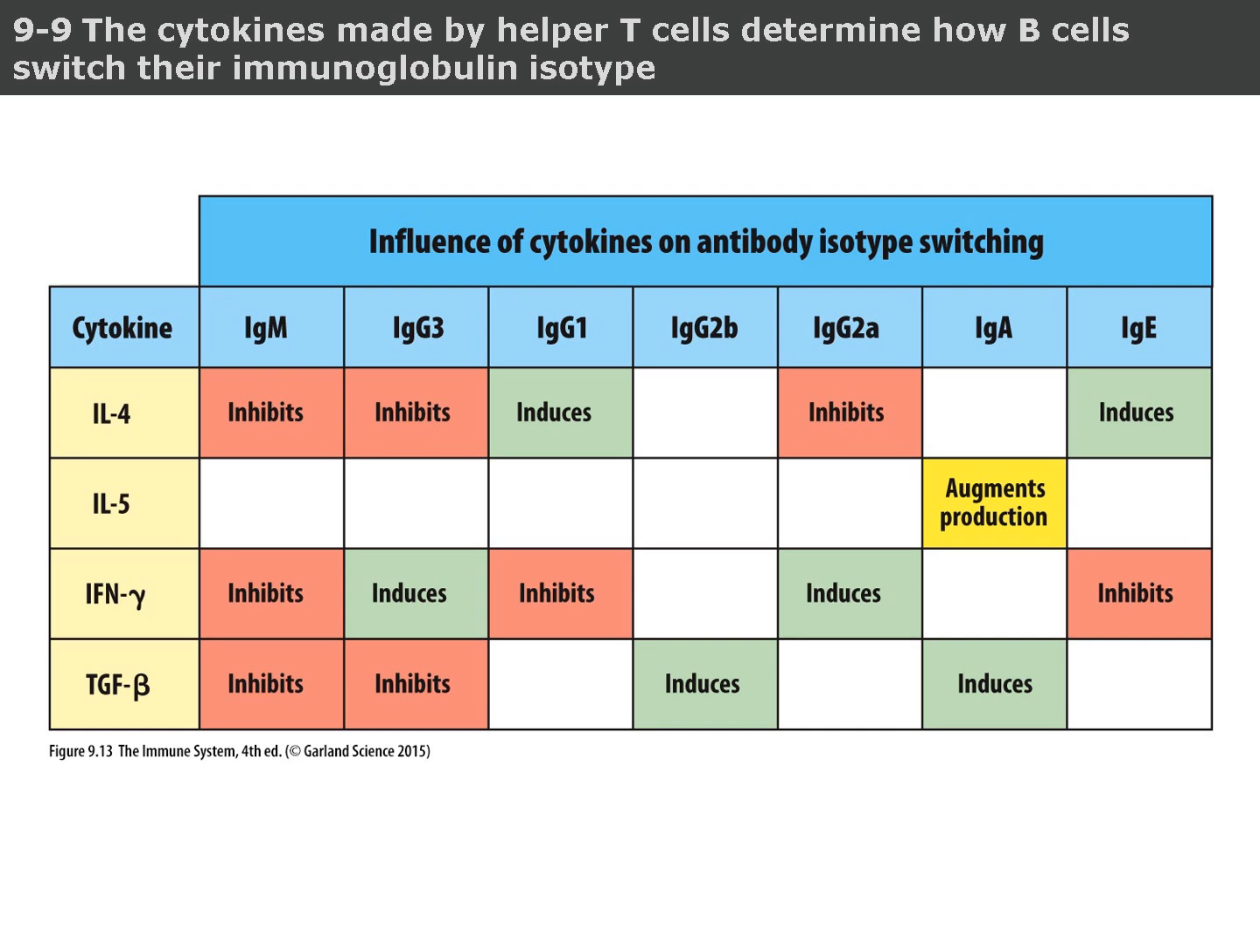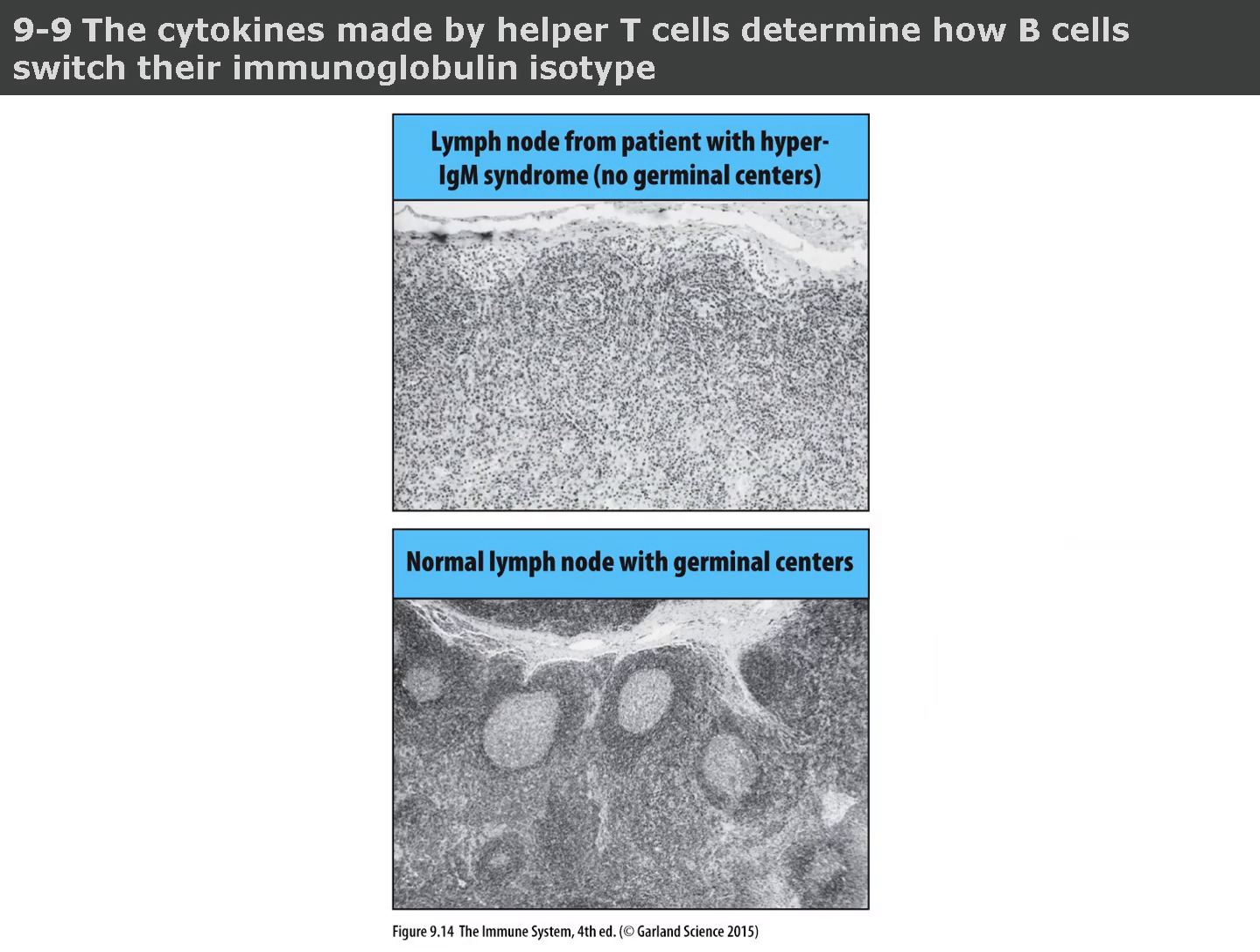These cytokine signals come from TFH cells during cognate T-B interactions, directing B cells to produce the most appropriate antibody for the type of pathogen encountered. Together, this cytokine-driven switching tailors the immune response for specific pathogens and tissues. This figure highlights the functional consequences of failed isotype switching by comparing two lymph node samples.